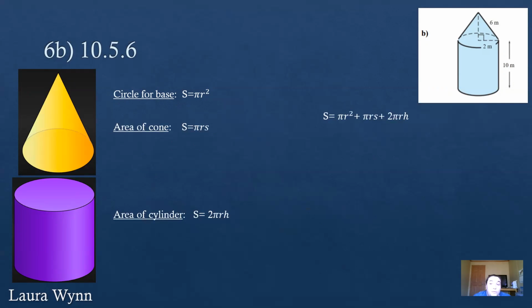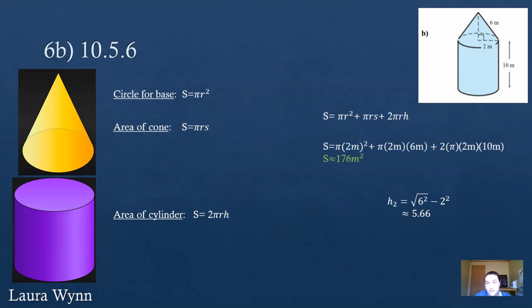Now, we need to plug all this in. Like I said, our radius is 2, our slant length s is 6, and our height is 10. So let's plug our numbers into our variables, which is going to give us approximately 176 meters squared. Now for our volume, it's going to be a little bit different than our last one.